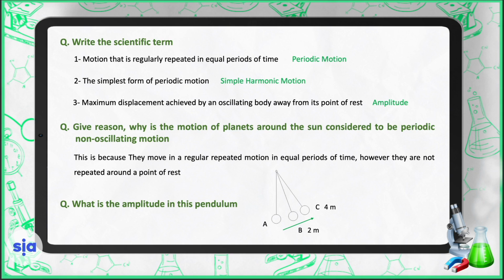Now, what is the amplitude in this pendulum? Remember that this is the point of rest, point A, and then the pendulum is moving from A to B and again from B to C. From A to B, it's 2 meters, and from A to C, it's 4 meters. So the amplitude is 4 meters, as C is the maximum distance the oscillating body is traveling from the point of rest.